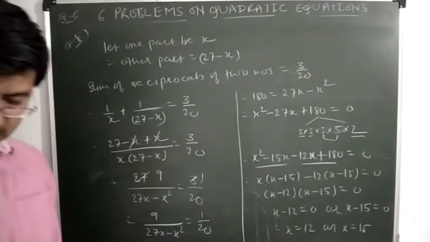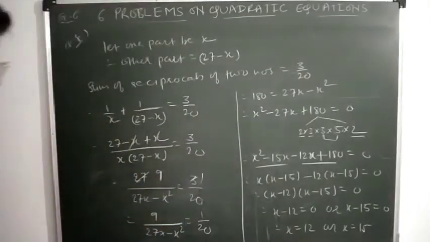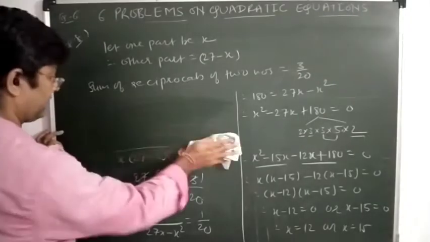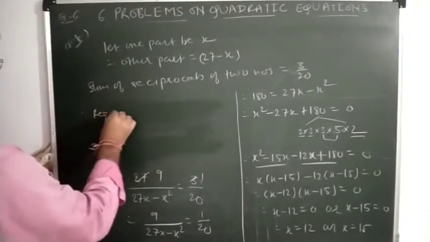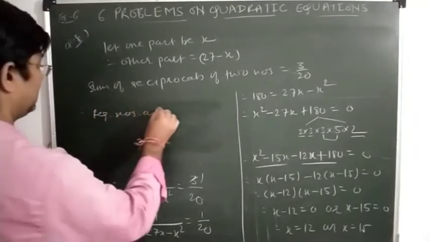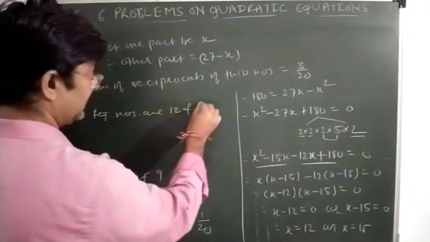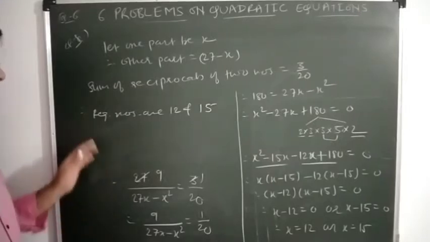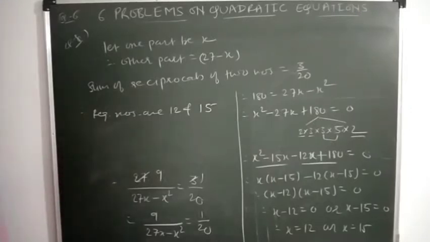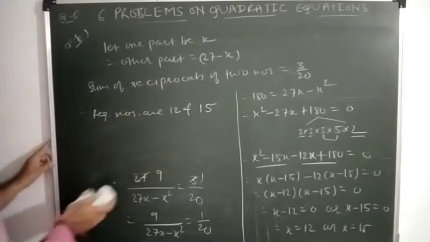So finally we have to write one statement. Therefore the required numbers are 12 and 15, because if you add 1 by 12 and 1 by 15 you will get 3 upon 20. Clear? So question number 8 is also over. Now let us solve question number 9.